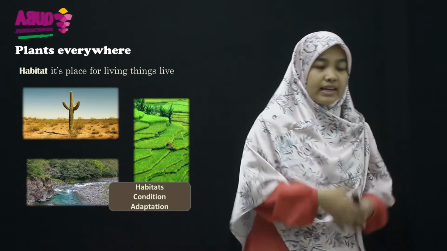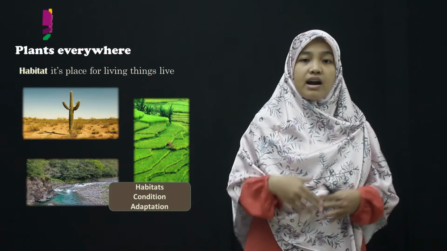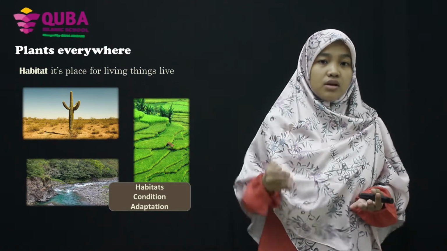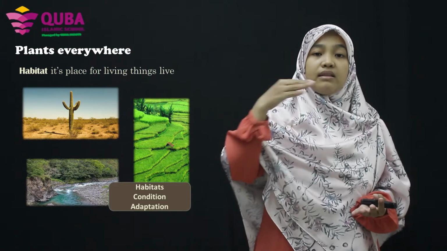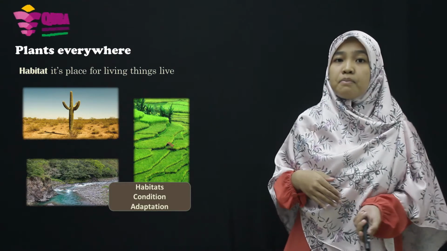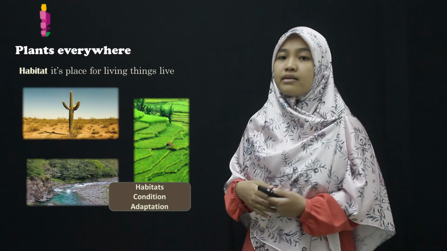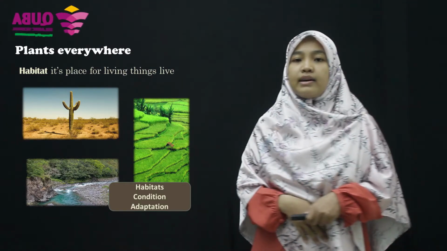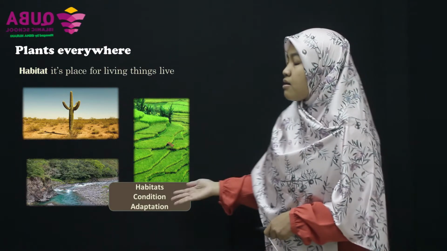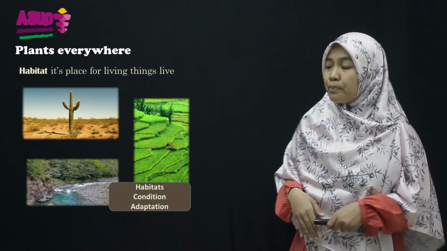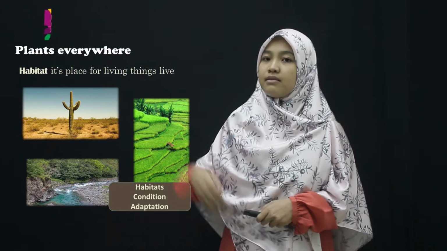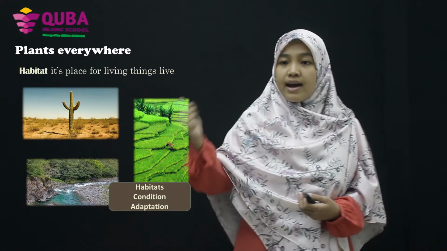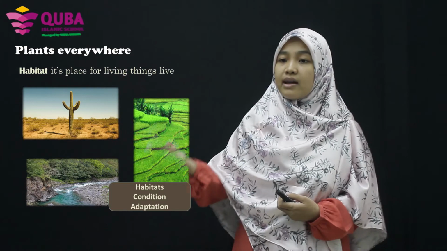For example, in the ocean, there are dolphins, and dolphins live in the ocean, so the dolphin's habitat is the ocean. Plants are everywhere. We can find plants in the desert, in the river, in the field. And in this scientific word, there are habitat, condition, and adaptation.